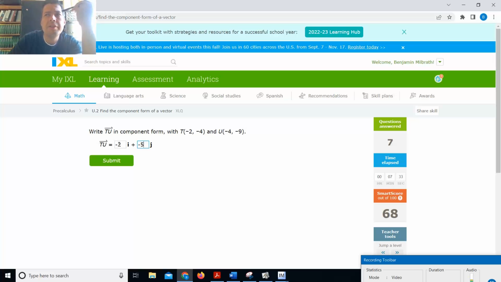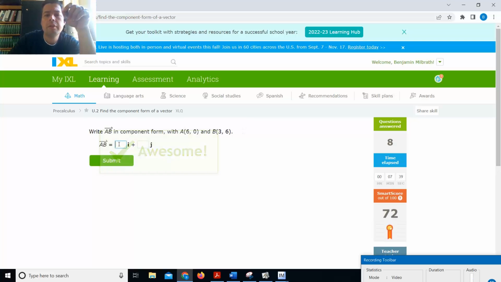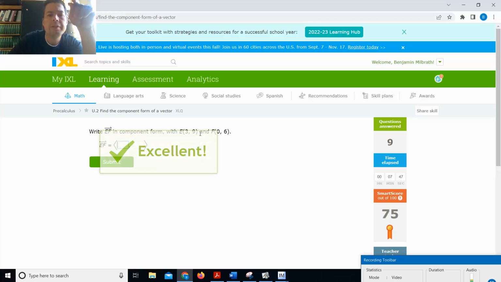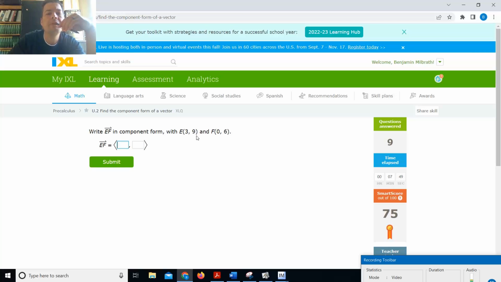Vectors, when I first started teaching, they were actually taught back in geometry. And for some reason, they got away from teaching vectors. So you guys have never seen them before. 3 minus 6 is negative 3. 6 minus 0 is 6. They also used to make us teach matrices in Algebra 1 and geometry. And now you don't see them unless you take pre-calc. 0 minus 3 is negative 3. 6 minus 9 is also negative 3.